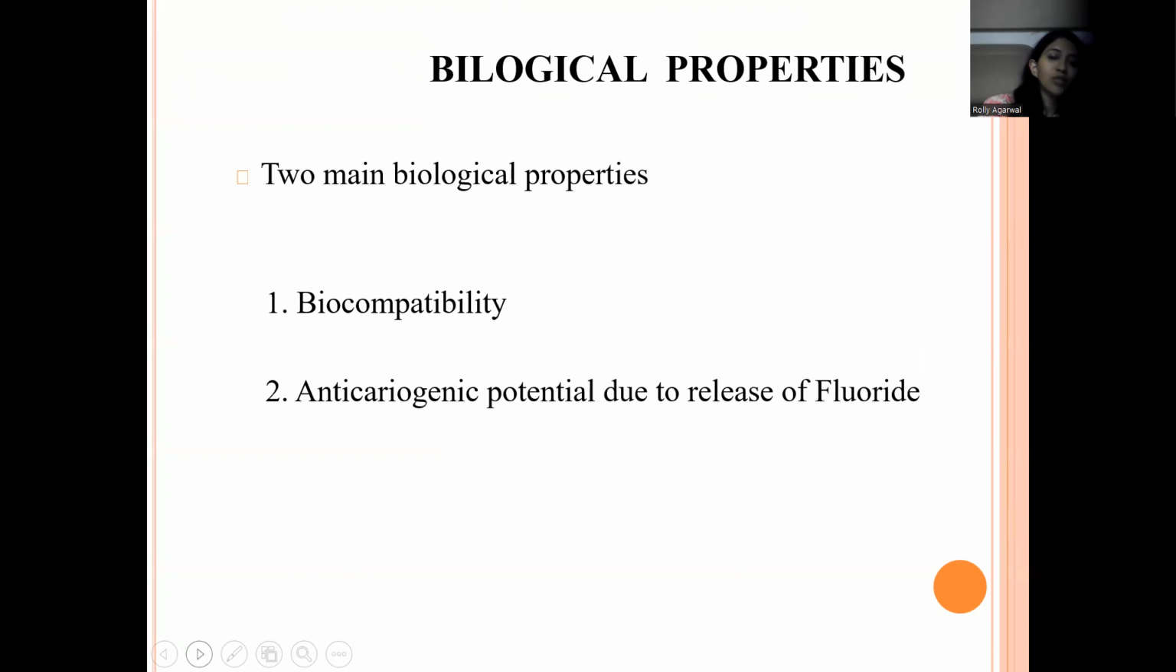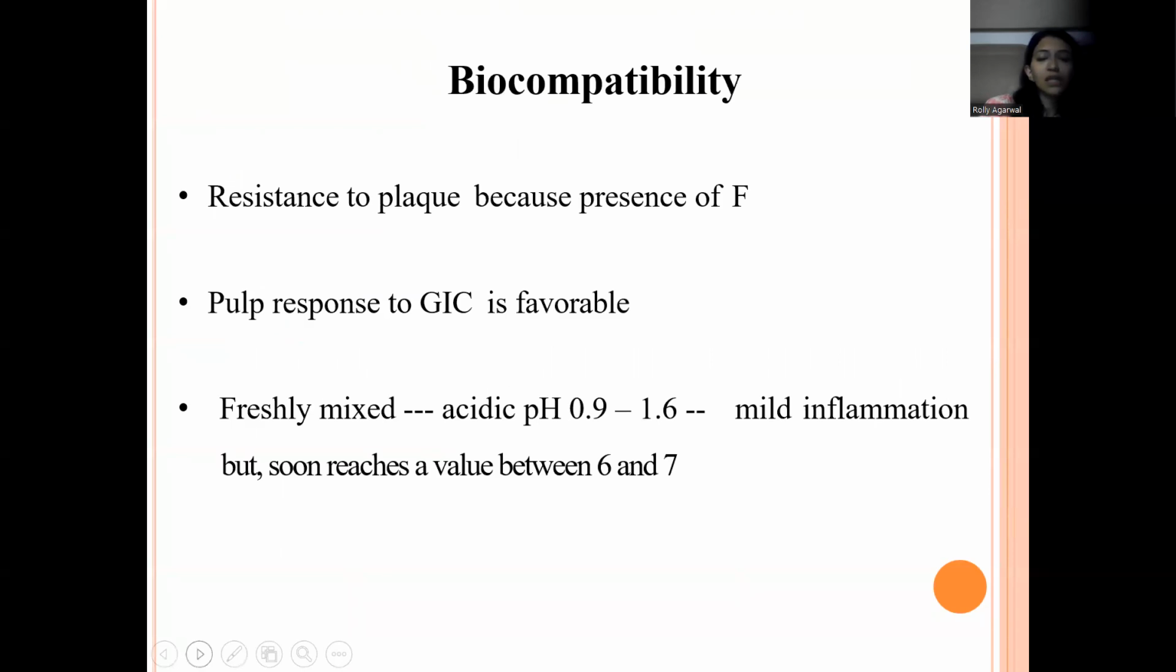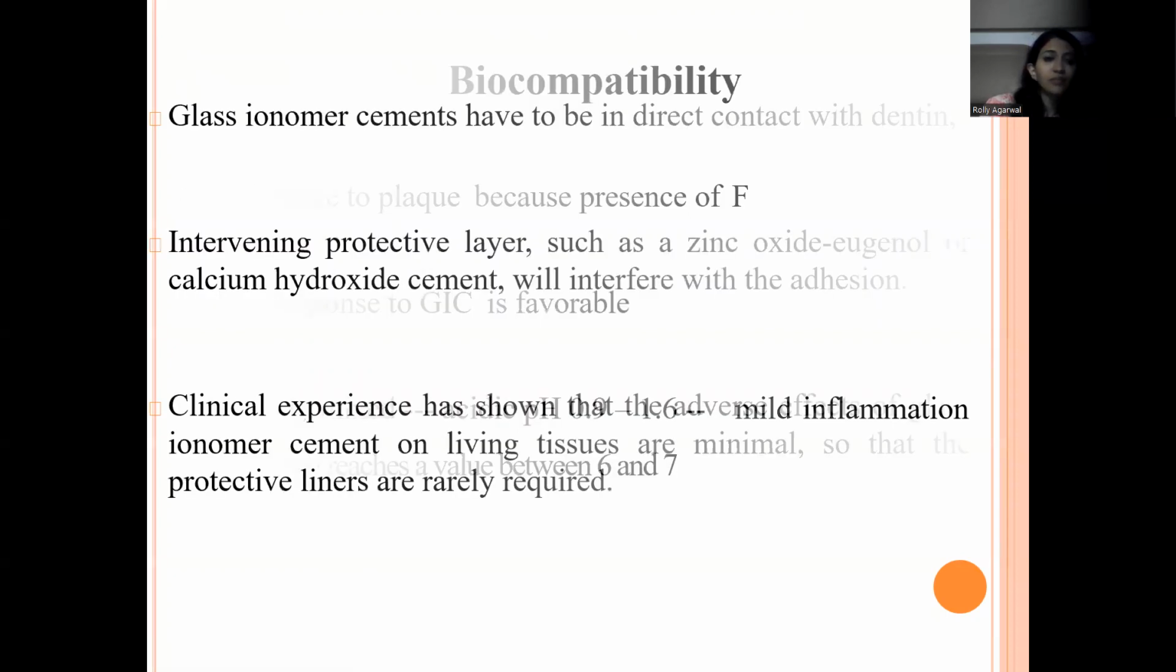Now, biological properties. Two main biological properties include biocompatibility and anti-cariogenic potential. That is, one, we have to see the response of the pulpal and the periodontal tissues, and second is the anti-cariogenic property. The anti-cariogenic property is due to the release of fluoride. The pulp response to GIC is favorable. Freshly mixed, it's very acidic, causing mild inflammation, but soon the pH value reaches about 6 to 7.